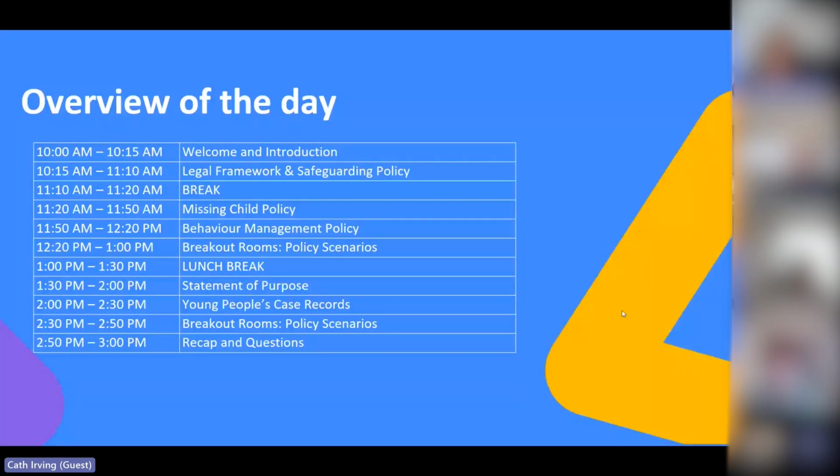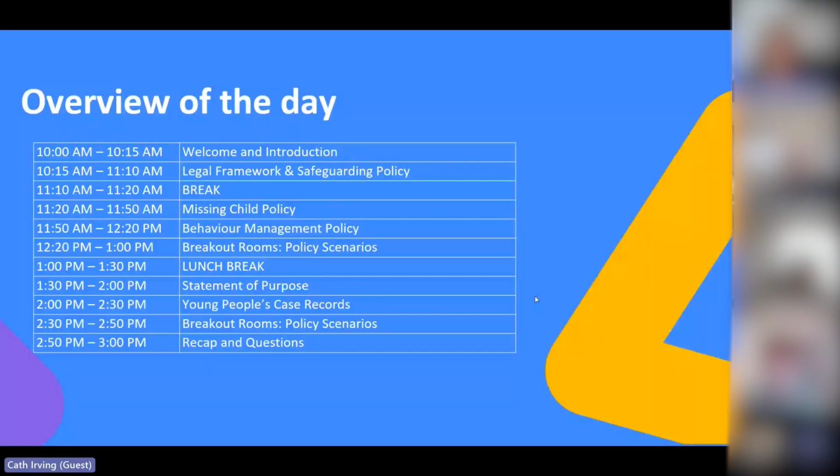Then after that breakout session, we will be having a lunch break. And when we return from lunch, we're going to be looking at the statement of purpose and young people's case records. And then we'll have another breakout room session. So same as before, and there's 2 scenarios this time in which we will be discussing and getting some feedback and some discussion around those. And at the end of the day, just a bit of a recap and any further questions.